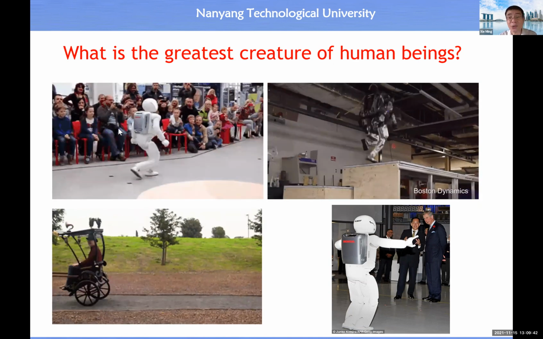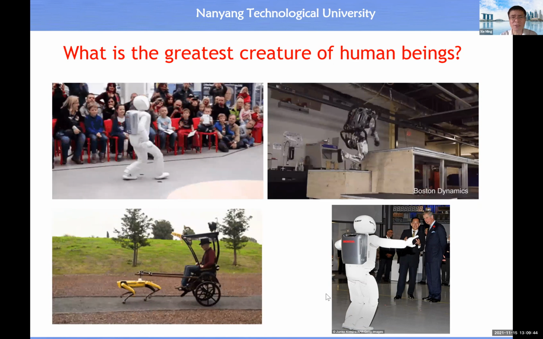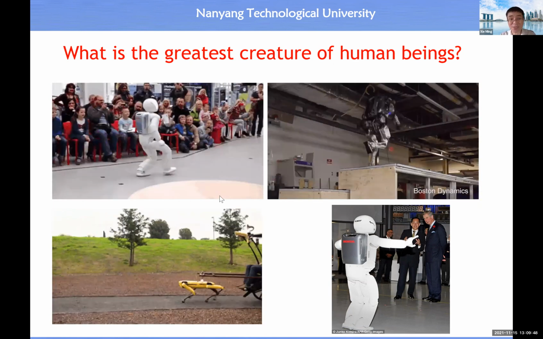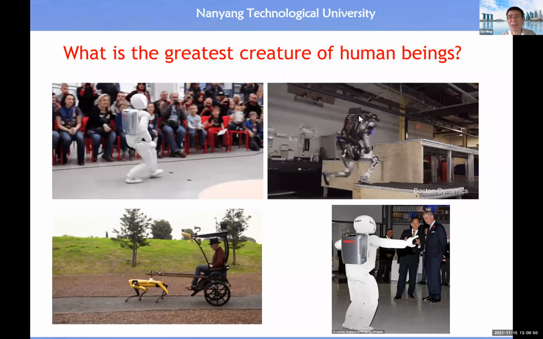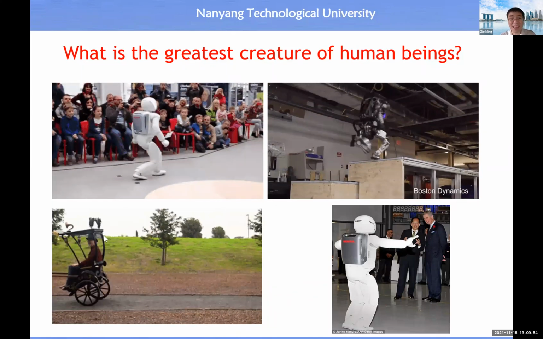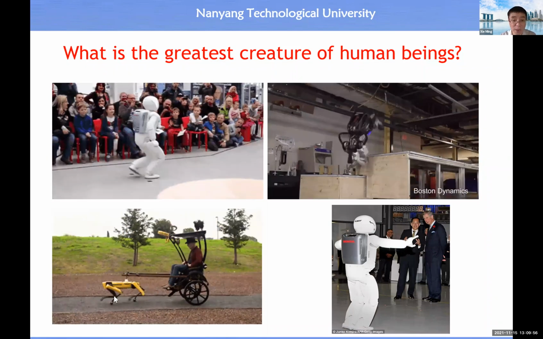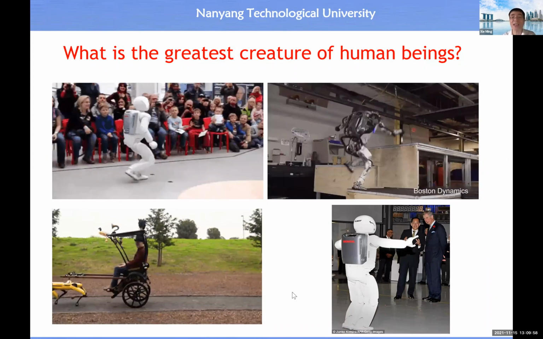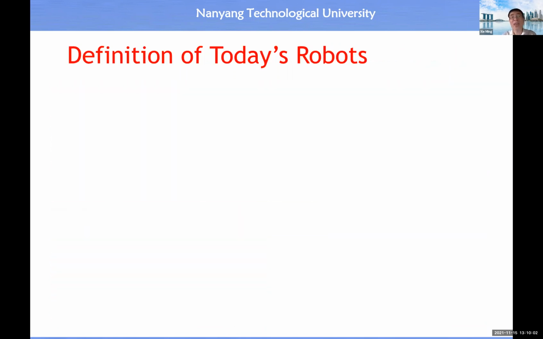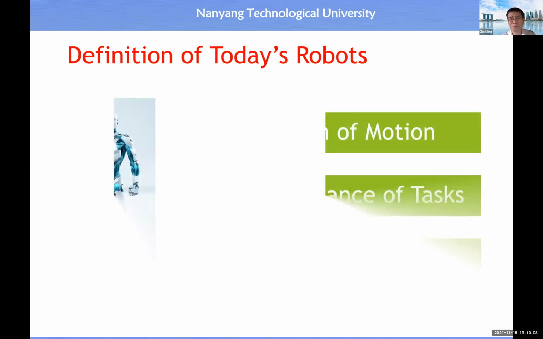Here I show you 2 forms of a robot. One is in the form of a human being, so you will see a human-like robot. And the second one is in the form of an animal. You will see we have a dog-like robot. All right. Therefore, we need to know what should be the definition for today's robot.